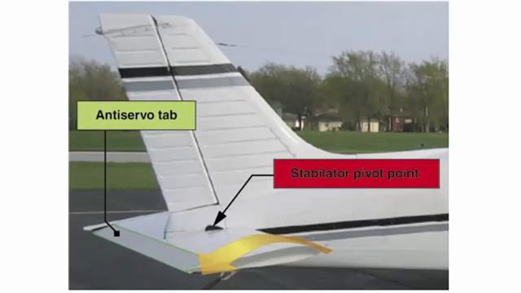Instead of a trim tab, stabilators have an anti-servo tab extending across their trailing edge. The anti-servo tab moves in the same direction as the trailing edge of the stabilator and helps make the stabilator less sensitive. The anti-servo tab also functions as a trim tab to relieve control pressures and helps maintain the stabilator in the desired position.